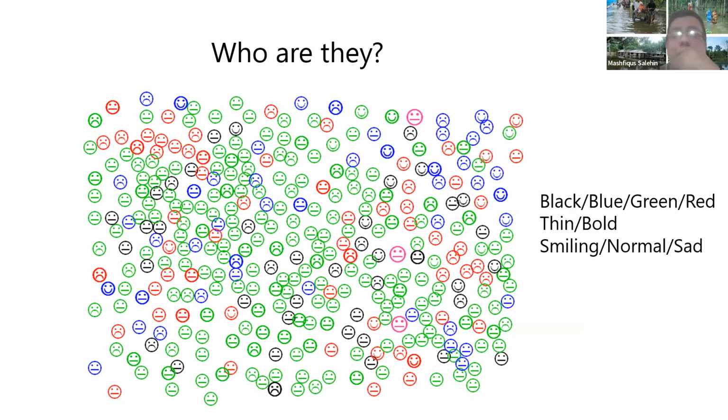If you look at this particular diagram, it's clear that the sampling elements are not the same, right? They have different attributes or different characteristics. Here I see black, blue, green, and red dots, and some of them are thin, and of course some of them are bold, and many of them are smiling while some of them are sad.